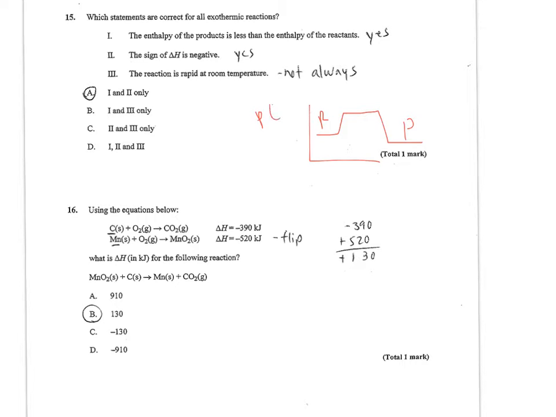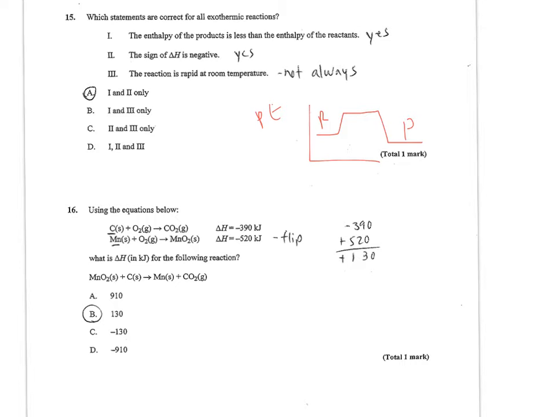This is your potential energy, or you can think of it as enthalpy. Enthalpy is energy. So it's not the change in enthalpy, but the actual energy of the products is less than the energy of the reactants. True. The sign of delta H is negative. True. The reaction is rapid at room temperature. No idea. Reaction rate has nothing to do with enthalpy. So A, 1 and 2 only.